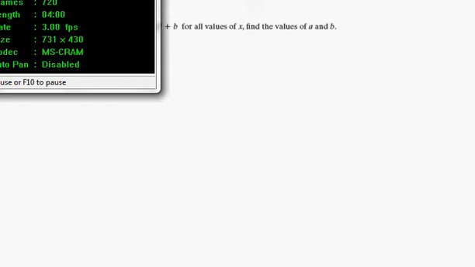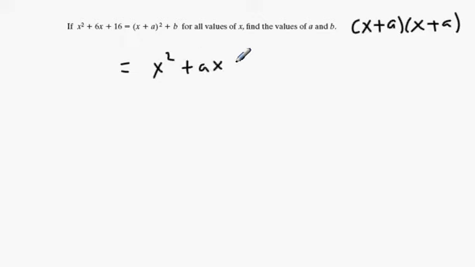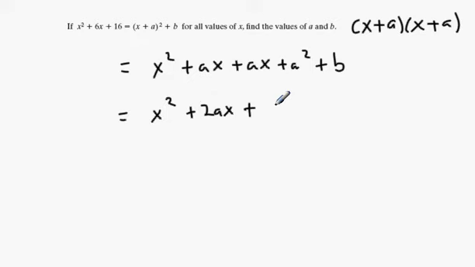Now what we're going to do is square this out, and we're going to square out the right side. Yeah, it's x plus a by x plus a, and that gives us x squared plus ax plus ax plus a squared plus b. This equals x squared plus 2ax plus a squared plus b.